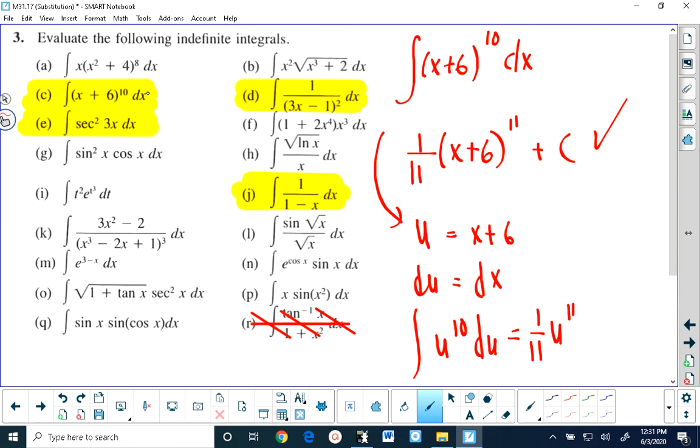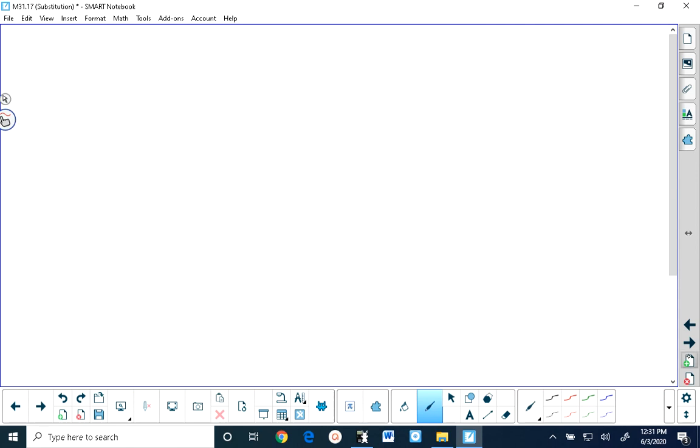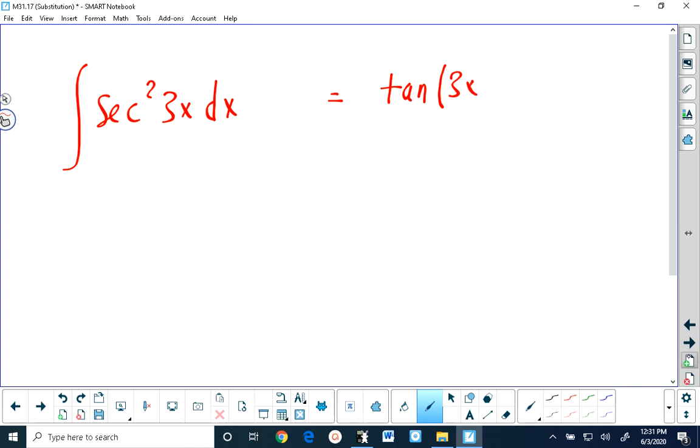Let's take a look at E. You have secant squared of 3x as an integrand. So we want the integral of secant squared of 3x dx. I would look at this and say, well, what do I differentiate to get secant squared? And the answer is tan of the argument. But then I would say, oh yeah, but I need a third here, because when I find the derivative of tan, I will get secant squared. Then I will have to multiply by 3, and I don't have a 3 out in front of my integrand.